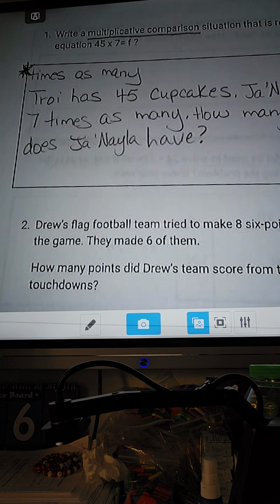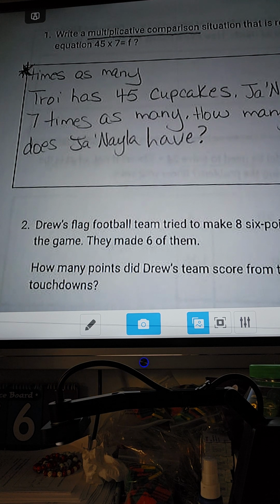All right, give me an example. Who has one that they're done with? All right, go ahead, Ayani. Latrine has 45 pieces of candy. Haley has 7 times as many pieces of candy as Latrine. How many pieces of candy does Haley have? Thank you. All right, one more example.